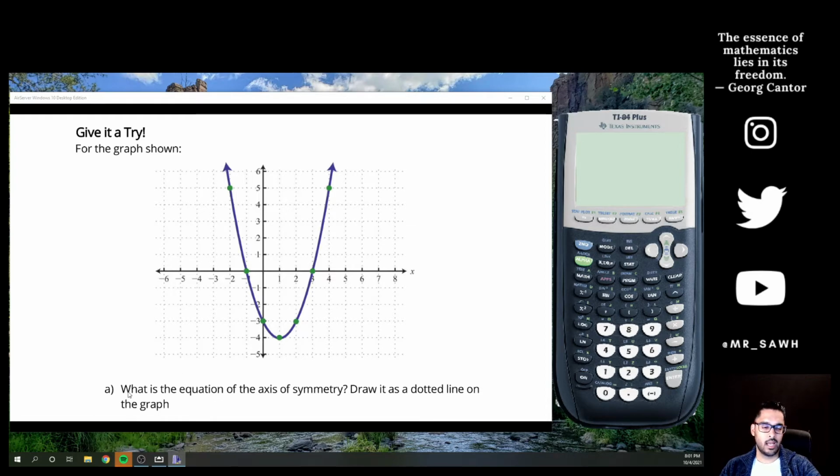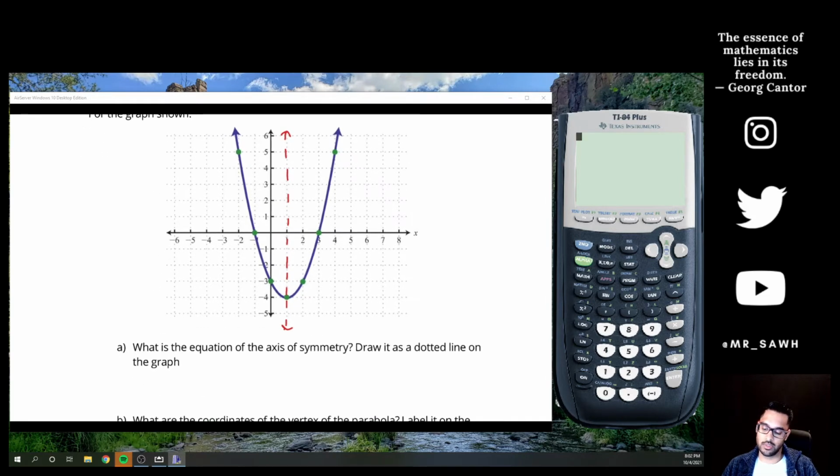So it says, what is the equation of the axis of symmetry? Draw it as a dotted line. So we'll draw it first because it's the symmetrical line that cuts this down the center. So there it is in red, right? There's our line of symmetry. And you can even put the arrows because it is a line. And the equation of it, that axis of symmetry is always going to be an equation. And if it's an equation, it should have an equal sign.